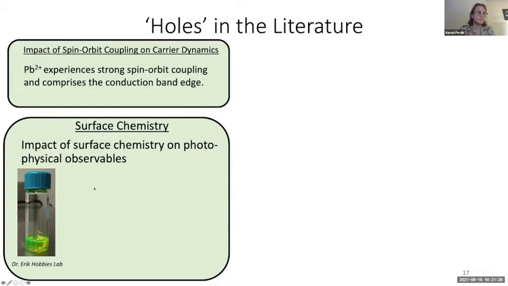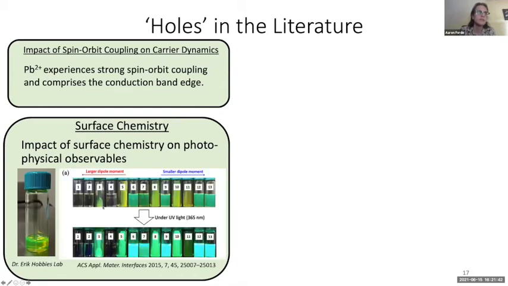Then these materials showed to have a very sensitive surface chemistry. This vial on the right is a purified version of cesium lead bromide made in Dr. Hobby's lab. And when you try to process them with various solvents, you can see that polar solvents tended to make them dark or dissolve them, so that's why they don't have color.